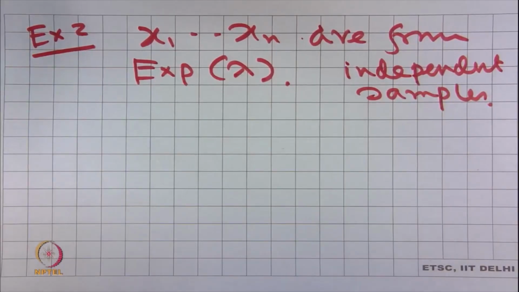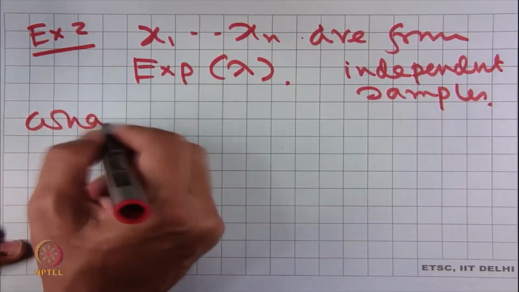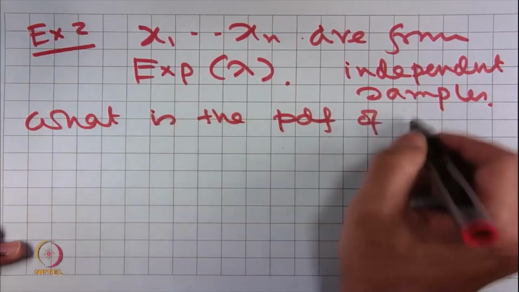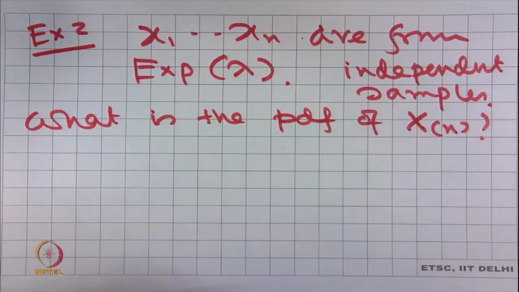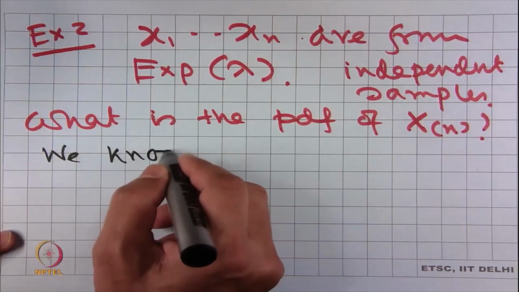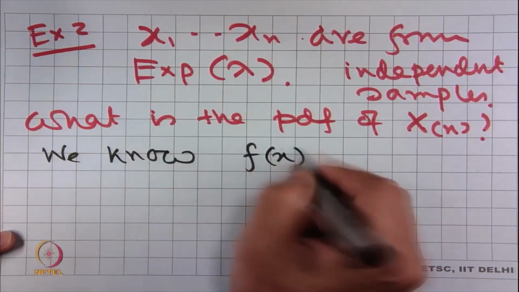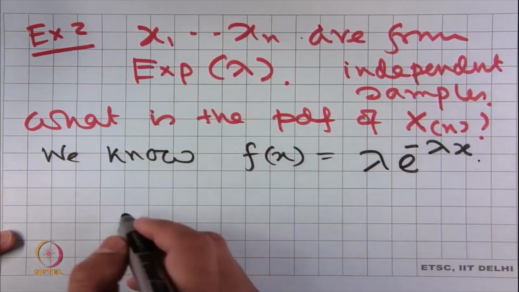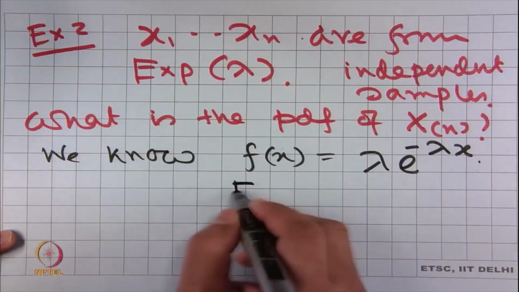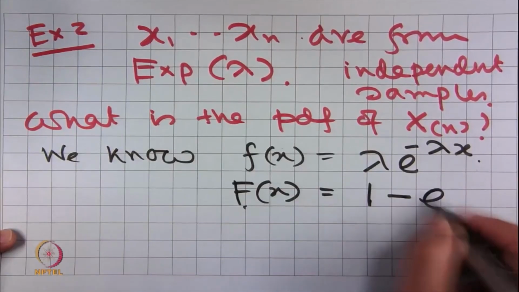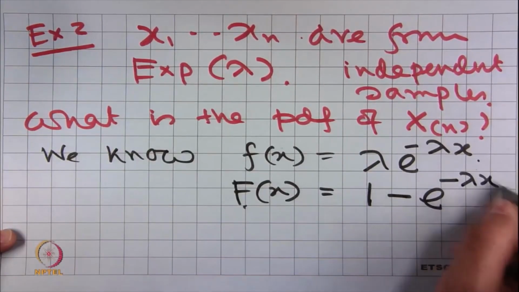With X_i from exponential lambda, what is the PDF of x n? We know that small f of x is equal to lambda e to the power minus lambda x. And what is capital F of x? 1 minus e to the power minus lambda x.